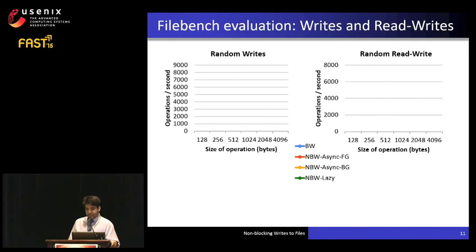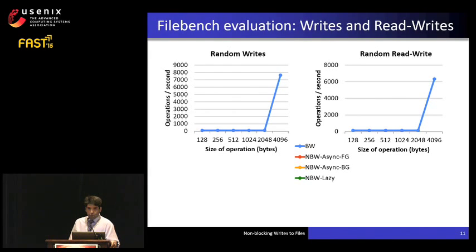So here we have first the results for two personalities of Filebench, one that does only random writes and one that does a mixture of random writes and random reads. In blue, we have the performance of the system under the original solution. We can see that at 4K, there is a spike on number of operations per second.